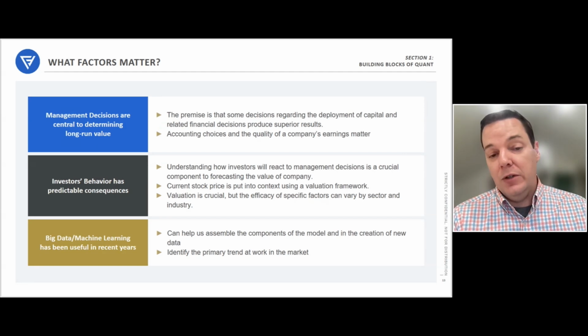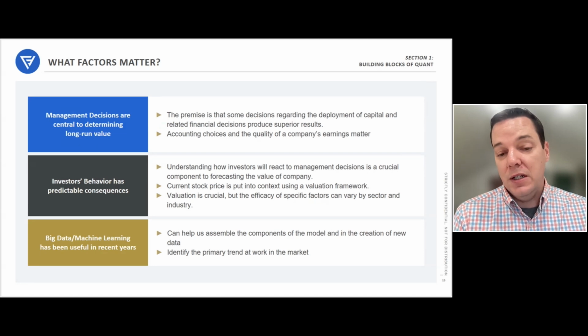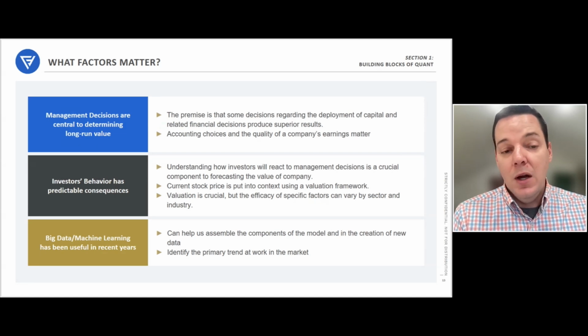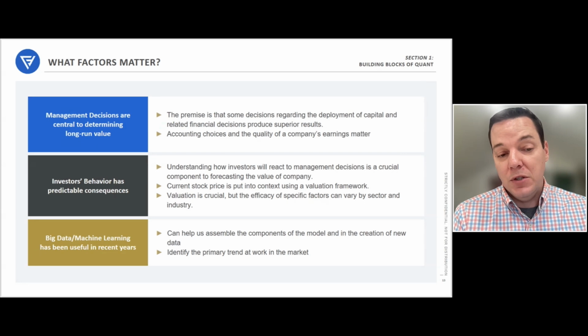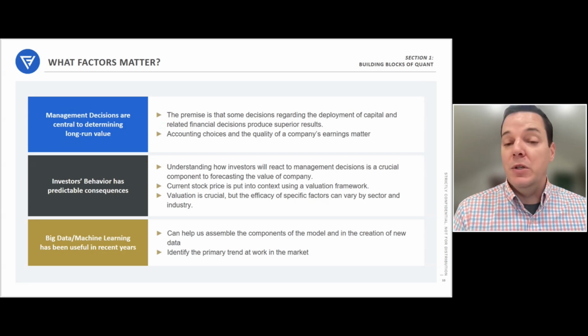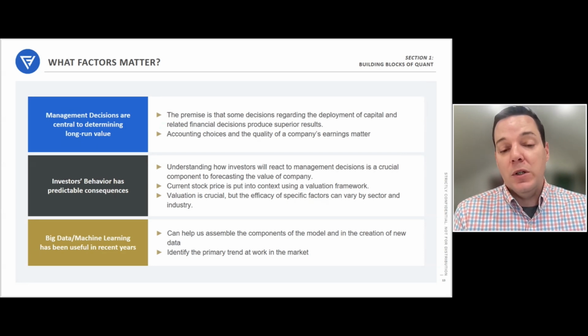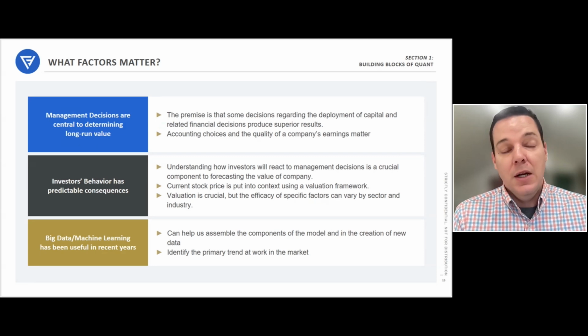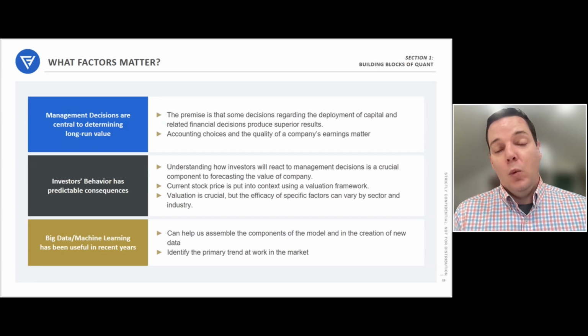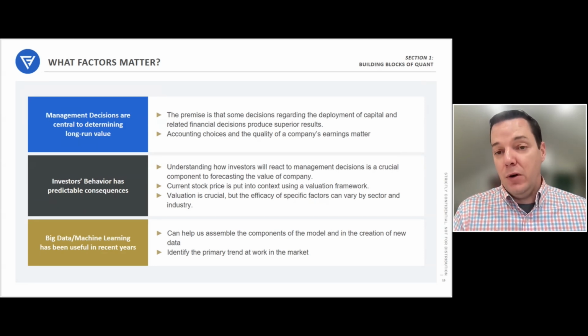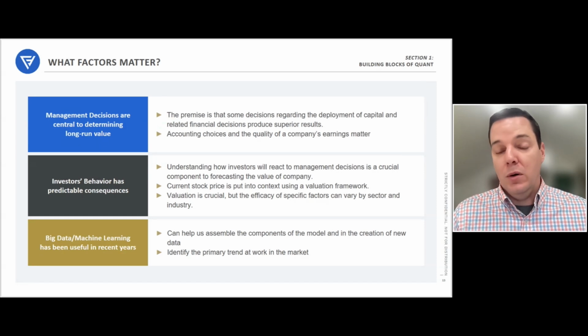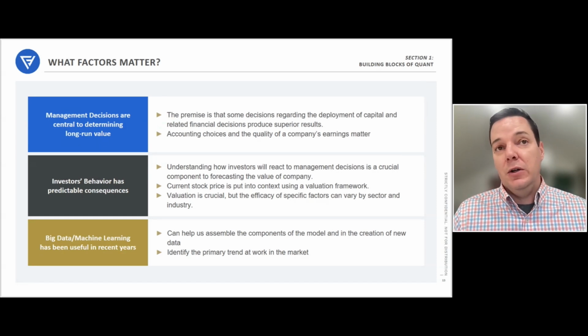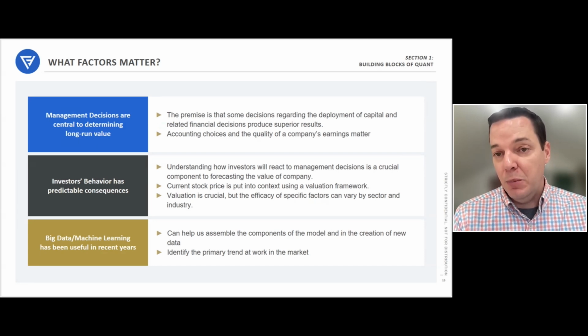And then big data, machine learning. Again, this is something that we think is complementary to everything else that we look at when it comes to our modeling framework. And with machine learning, what we've really focused in on is trying to understand the primary trend at work within the market. So with machine learning, the idea is that ultimately we can construct a model that is based off of our worldview, where fundamentals are important, where valuations are important, but machine learning can help us to identify what the market is actually focusing on at a given point in time.